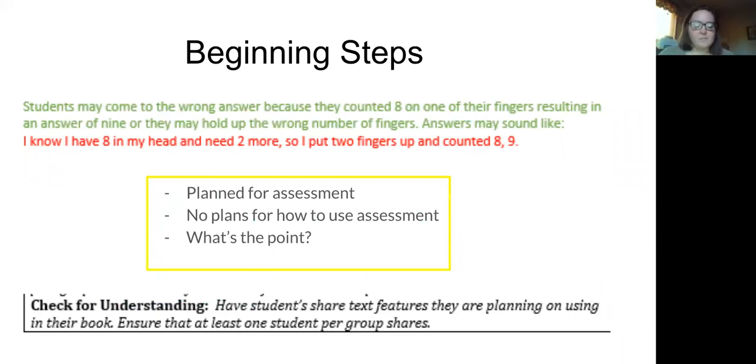I had no plan. And then down here in lit block, kind of the same thing. I had a check for understanding, and I had students share the text features they are planning to use in their book. But what does that mean? They can share that, but how am I going to use that information? I had no plan for that next step. What am I going to do with this?